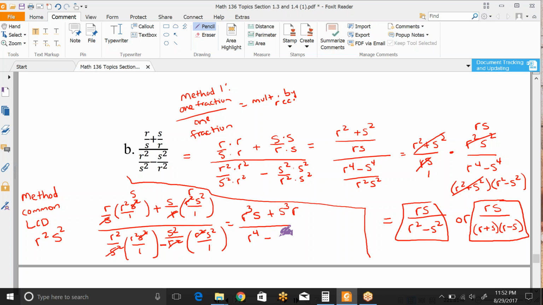Now you're thinking that doesn't look like the final answer we got on the other version, and they should be exactly the same if we've done this correctly. But you haven't factored this yet. You can pull out an r and an s on the top, so that would make that rs times r squared plus s squared. On the bottom, this is two perfect squares again, so it's r squared plus s squared times r squared minus s squared. And there's where that cancels, and we get the same answer again. So it does work out.